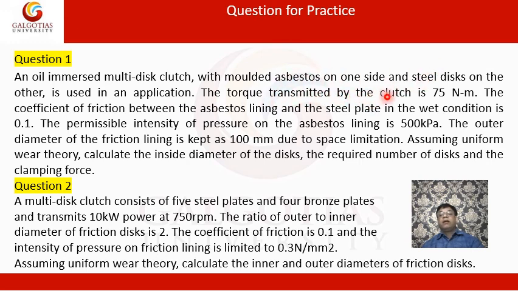The torque transmitted by the clutch is 75. The coefficient of friction between lining and steel in wet condition is this. The permissible intensity of pressure of the friction lining is this. The outer diameter of the friction disc is kept this. So assume uniform wear theory. In these two problems you will see that here the numbers are given but here the number is not given. So depending upon the numerical, you have to assume the uniform pressure theory or uniform wear theory.